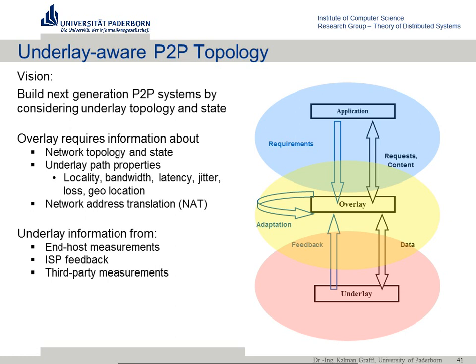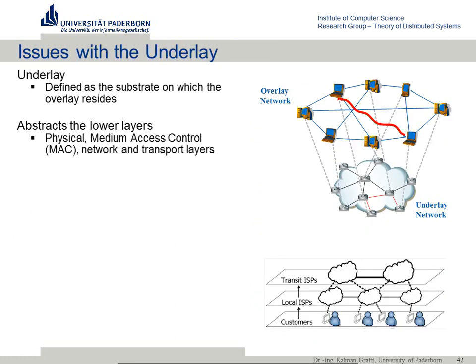So this is basically the idea, to take the underlay information from either you measure yourself, end host measurement, or you have the internet service provider like Telecom or Vodafone or whoever who tells you what you have, for example bandwidth, or other kinds of measurements, but that you have at least more information about the underlay that you can make use of to create better overlays. So what can be done? Okay, so this is the introduction.